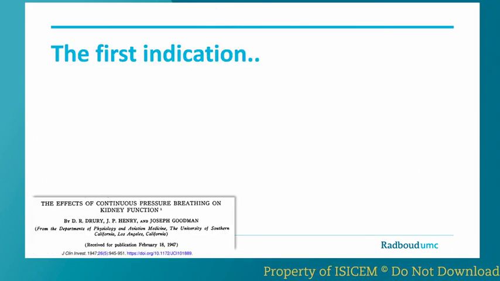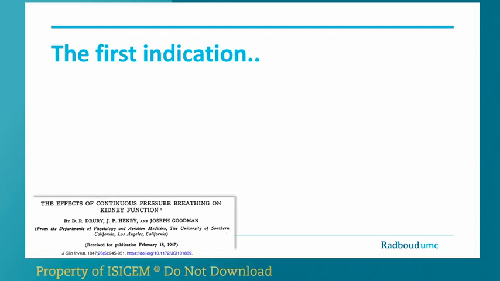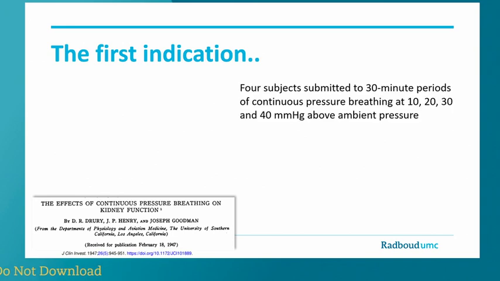All these subgroups show higher risk or higher incidence of AKI if mechanical ventilation is used compared to those that are not ventilated. So we went back to the first description of this interaction between mechanical ventilation and the kidneys. And I found this publication from 1947 in the Journal of Clinical Investigation. They had 4 healthy volunteers, submitted to 30-minute periods of continuous pressure breathing at 10, 20, 30, and 40 millimeters of mercury.